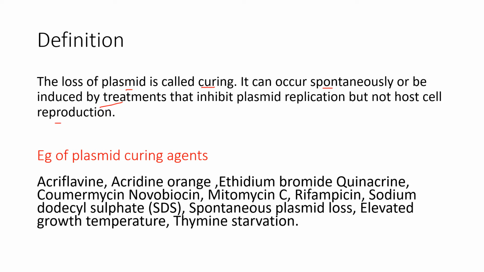There are some examples of plasmid curing agents: acriflavin, acridine orange, ethidium bromide, mitomycin C, rifampicin, sodium dodecyl sulfate, elevated growth temperature, and thiamine starvation. Bacteria grow at an optimum temperature. If the temperature is 5 to 7 degrees Celsius above their optimum growth temperature, there may be a loss of plasmid, and that is called plasmid curing.